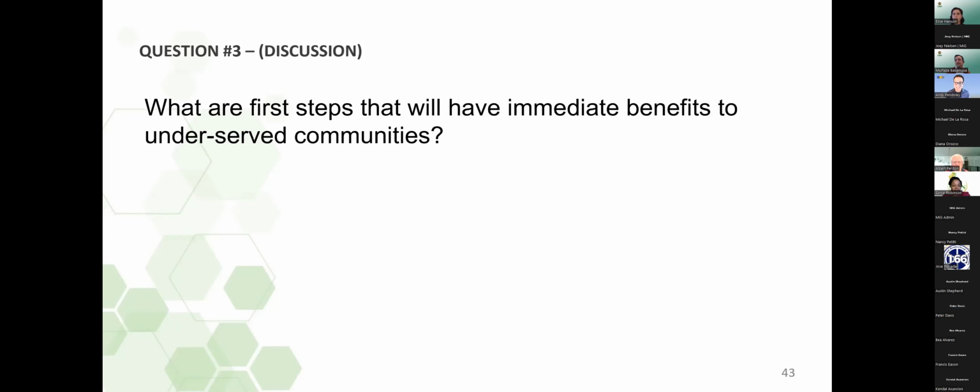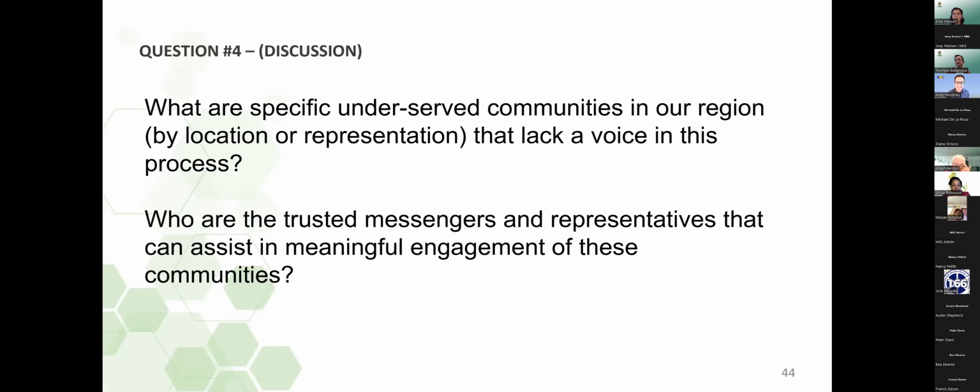Another question, just to further spur your thinking and ideas: what are specific underserved communities in our region? We've had this conversation a bit in some of these meetings, for those of you who've attended, and we have some good building conversation around thinking about specific groups. We'd like to reflect on that again with you. Who are specific underserved communities in our region? That might be by location, by virtue of literally where they're located in our region, but also by representation.